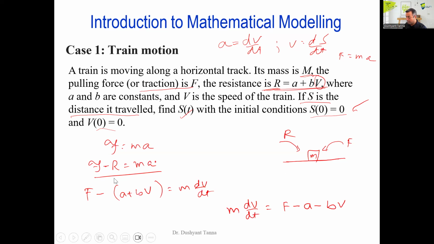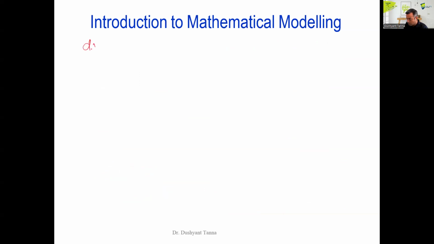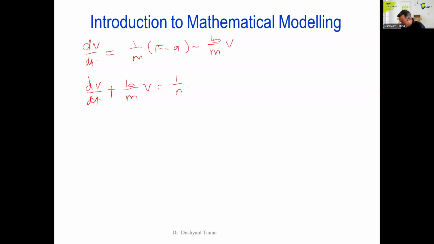Or we can write it as a differential equation that makes sense to us and is easy to solve, right? We can divide by M. So dv by dt is equal to 1 over M. We keep the constants away, and we keep the V term on the left hand side. So dv by dt plus B over M V is equal to 1 over M times F minus A.